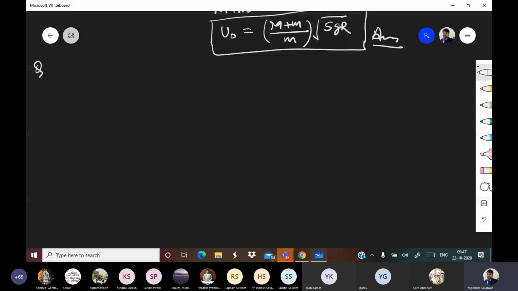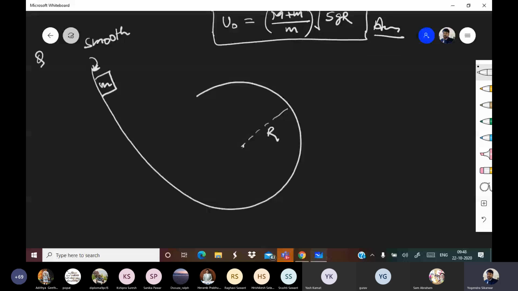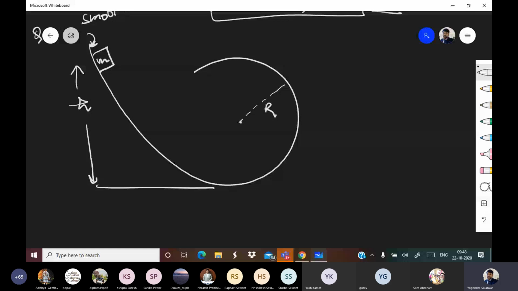Now try to understand, suppose a question is like this. There is a block. This is smooth, which means there is no friction. And this is a circular part of radius R. You have released it from height h. The question says find the minimum value of h.